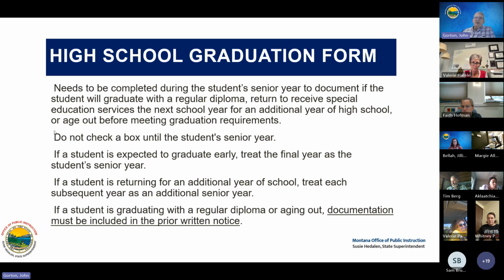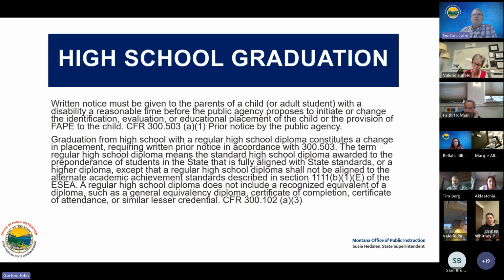If a student is expected to graduate early, treat the final year as the student's senior year. If the student's returning for an additional year of school, you treat each subsequent year as an additional senior year. So they could be in that senior year for a total of maybe 4 years, perhaps. And then if a student is graduating with a regular diploma or aging out, documentation must be included in the prior written notice, also known as the PWN. And we're going to talk about that in a little bit.